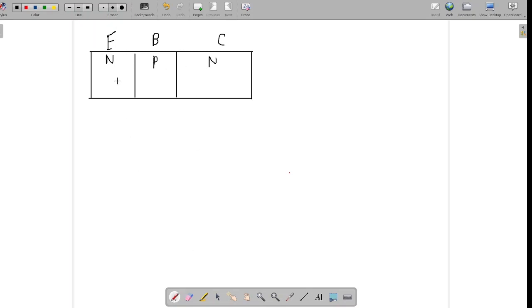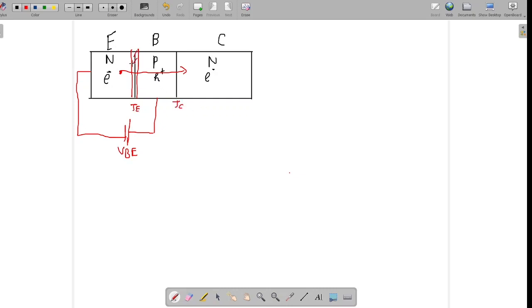In the emitter, the majority carriers are electrons, in the base the majority carriers are holes, and in the collector the majority carriers are electrons. We want these charge carriers to get collected in the collector region. For that, we make the emitter-base junction forward biased, applying a biasing voltage, let us call it VBE. This is called the emitter junction and this is called the collector junction.